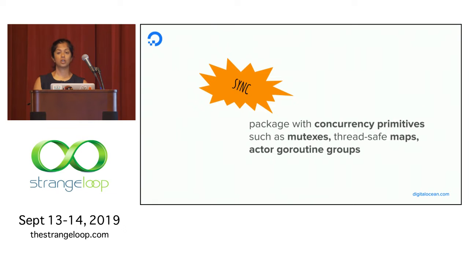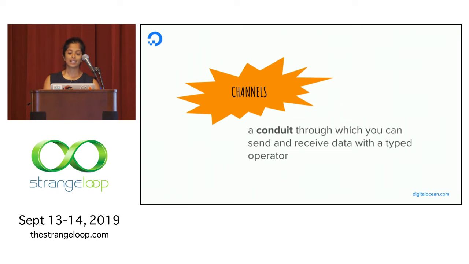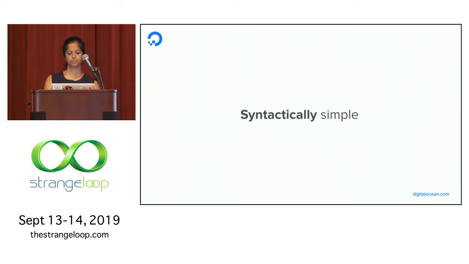There's also the package called sync, which is part of the standard library. It has a lot of very useful concurrency primitives. It has mutexes, something called sync maps, which are thread safe. It has a variety of different types of Go routine groups, whether it's error groups or wait groups. And we're actually going to get into these with some examples in a little bit, so don't worry about them. And then finally, there's channels, which are both loved and frequently hated. They're essentially a conduit through which you can send or receive data, often between different Go routines with typed operators.